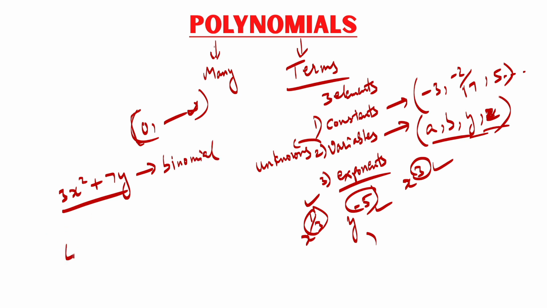We shall take one more example. 4x² + 3y² + 10z. What is this? This is a trinomial. So a polynomial is generally a name for a binomial, for a trinomial, right? So we can have any number of terms in a polynomial.